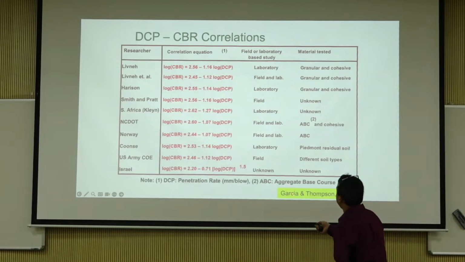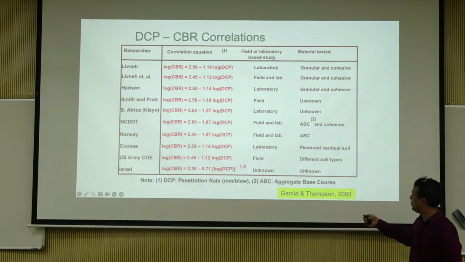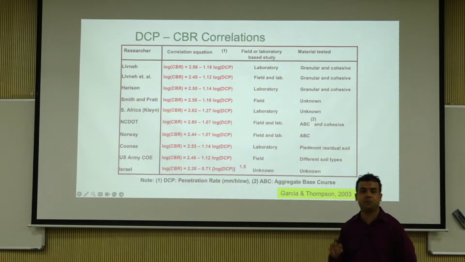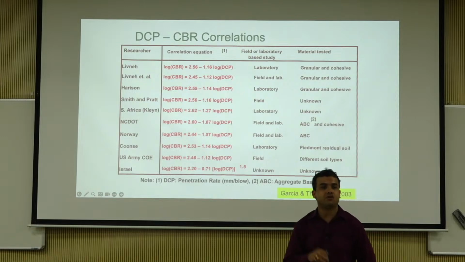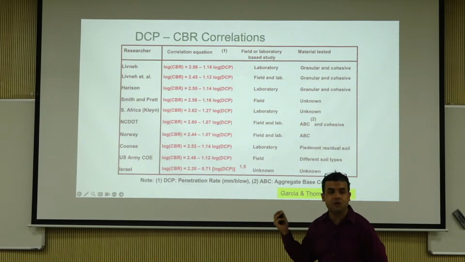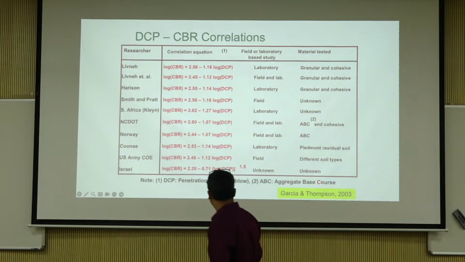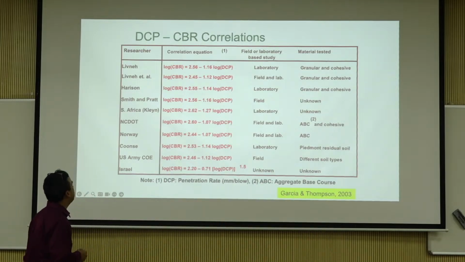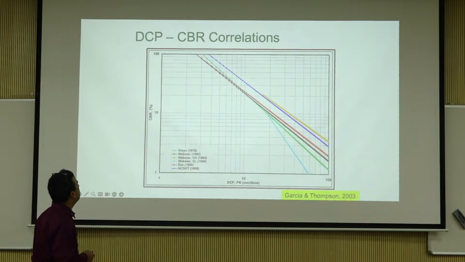By the way, today when I go home, after you go, I will send you this document, Garcia Thompson. It's a PDF document that compares a lot of soil stiffness and strength evaluation methods. It's a very good read. It's again Professor Thompson and one of his ex-PhD students, Gabriel Garcia. I'll send you this. DCP CBR correlations, again how they compare.